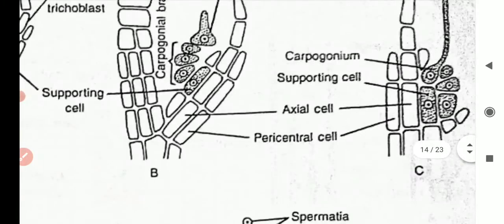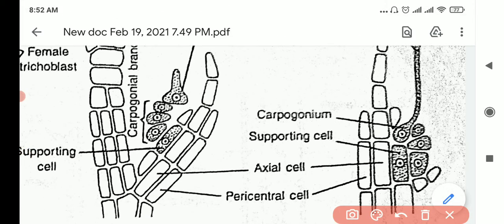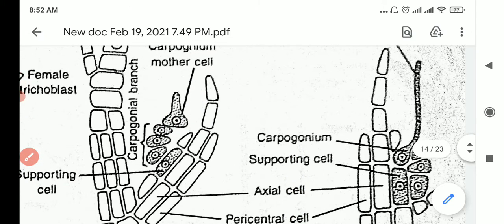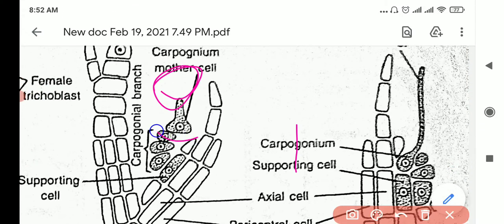Okay, so that number is blocking. How do I? Okay, maybe like that. Okay, so this carpogonial mother cell, I want this part to disappear. How do I do it? Forget it.